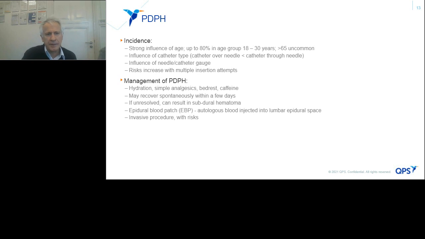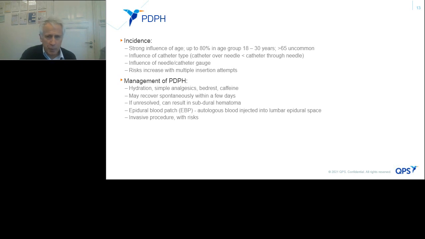The second is the needle and catheter gauge. So the broader the needle that's used, the broader the hole in the dura, the broader the catheter, the bigger the chance. And finally, when multiple insertion attempts are made, so sometimes with an inexperienced user or simply difficult anatomy or someone with degenerative changes and calcification of membranes and so on, or ligaments, several attempts are made, and sometimes more than one puncture can be made in the dura. And this increases the risk because obviously there's more chance of cerebrospinal fluid to leak.